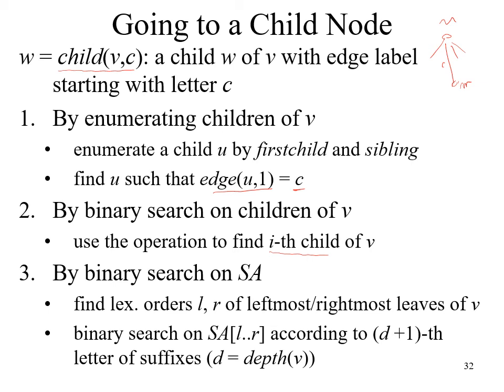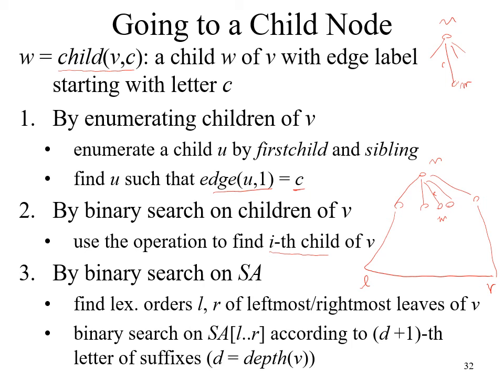So V may have many children, and we want to find some node W such that the first label of the edge is C. But to find this, we consider all descendants of V. So we compute the leftmost leaf L of V and the rightmost leaf R of V.